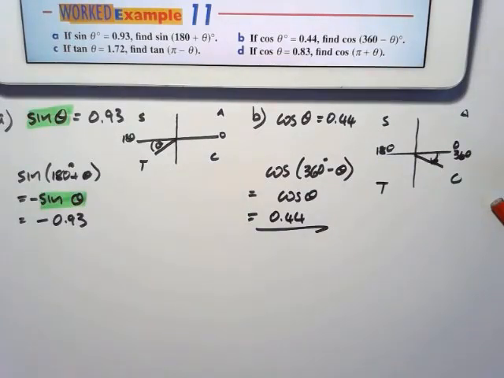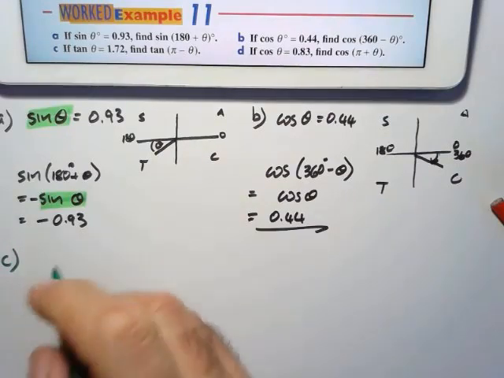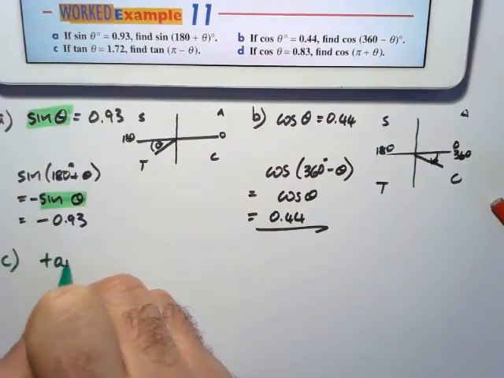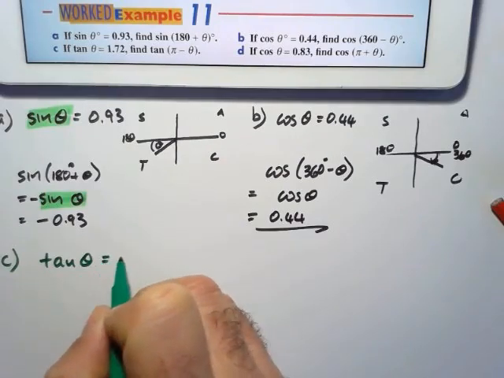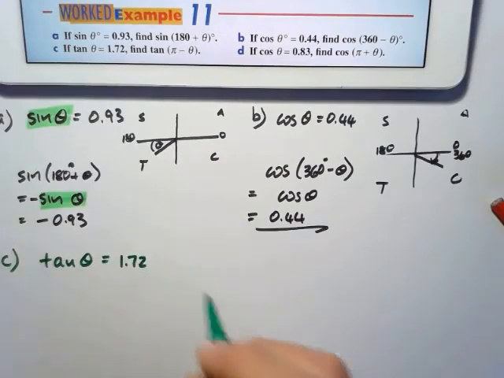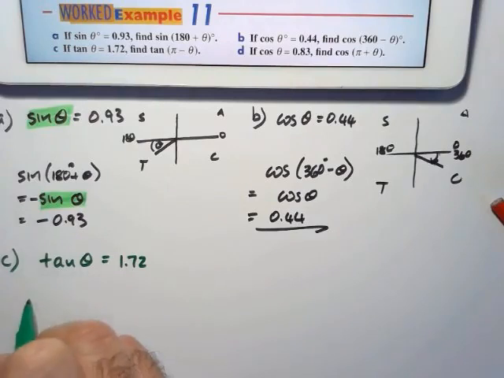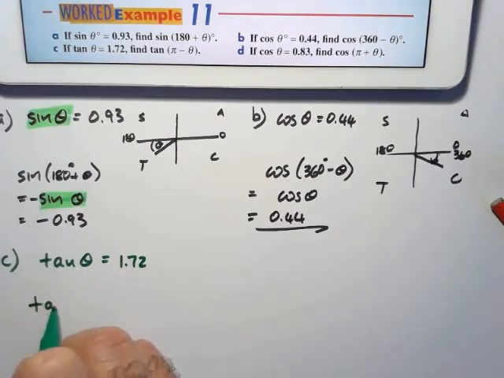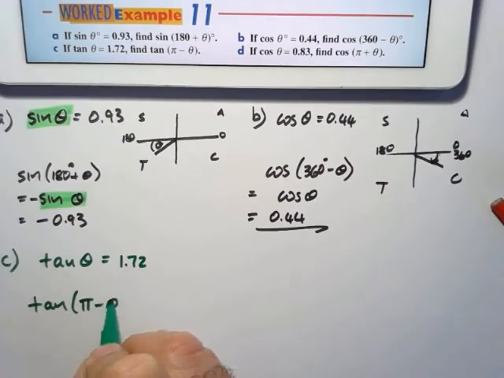Right, question C. So I'm going to change colors. You can see what we're doing. So question C. If tan theta equals 1.72, what is the tan of pi minus theta? We're working in radians.